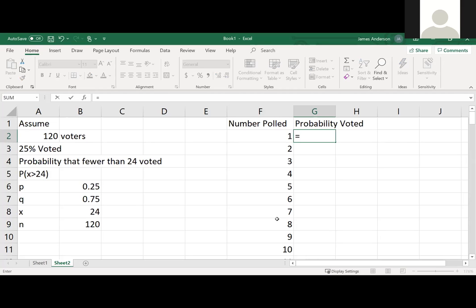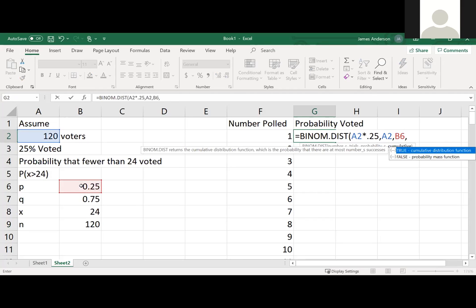So this is a binomial. So binom.dist. So the number of successes would be how many people voted? So how many would have voted? So this would have been that times 0.25, right? That's how many people voted. The number of trials is that. The probability is that. And we are looking at a cumulative distribution.